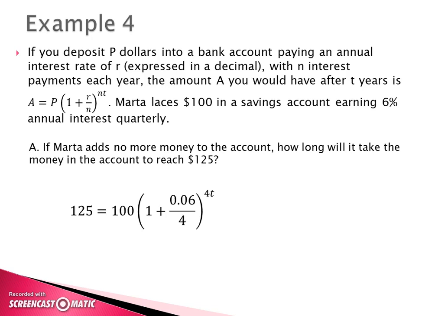So we fill in all of that information. All we have left is t. So to solve this equation, we can divide by 100 to get rid of the 100 there. We get 1.25. 1 plus 0.06 divided by 4 is really 1.015 to the 4t.